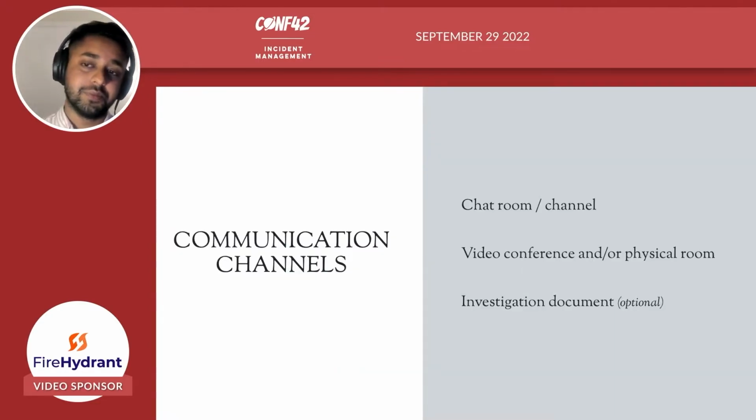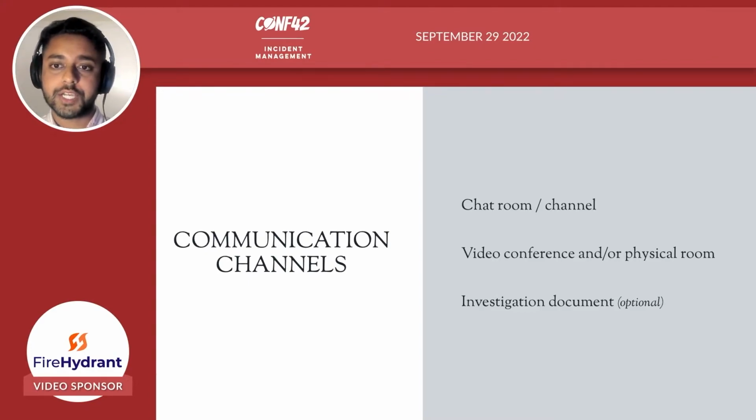The first thing to do is some administrative work to take care of. Open up your communication channels. This may include starting a chat room or a Slack channel, setting up a video conference. If you're in the office, then marking out a physical room that you're going to use to respond to this incident, do all your communications, and so on and so forth.